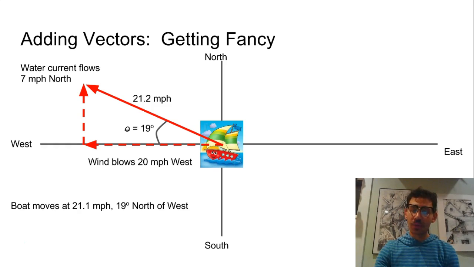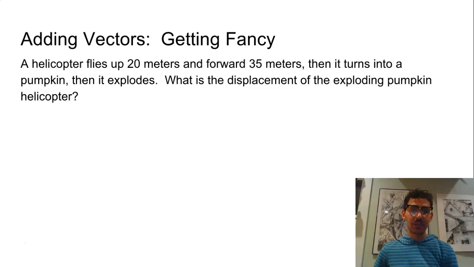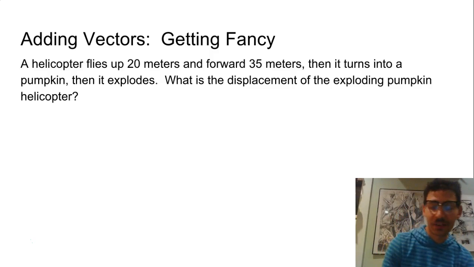Let's look at one more example, which is not going to use north, south, east, west. We're just going to look at up and down. So here a helicopter flies up 20 meters and then forward 35 meters. Then it turns into a pumpkin. Then it explodes. What is the displacement of the exploding pumpkin helicopter?